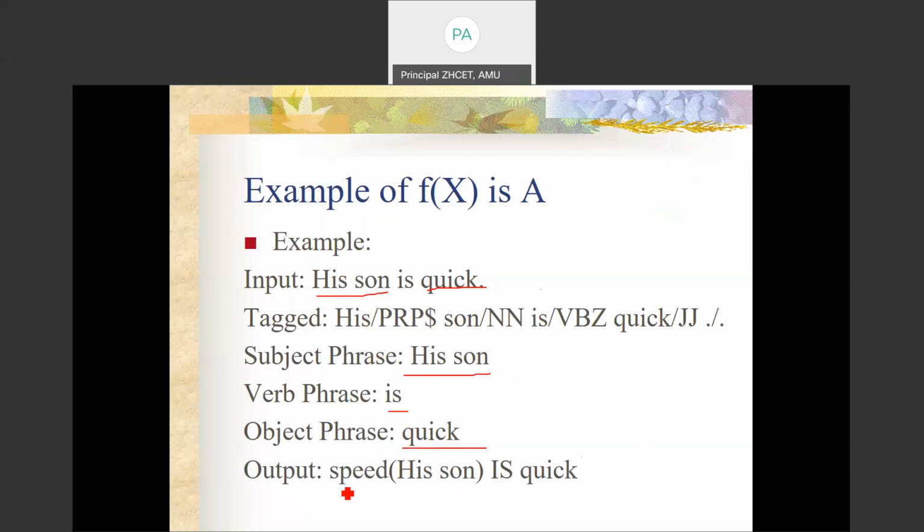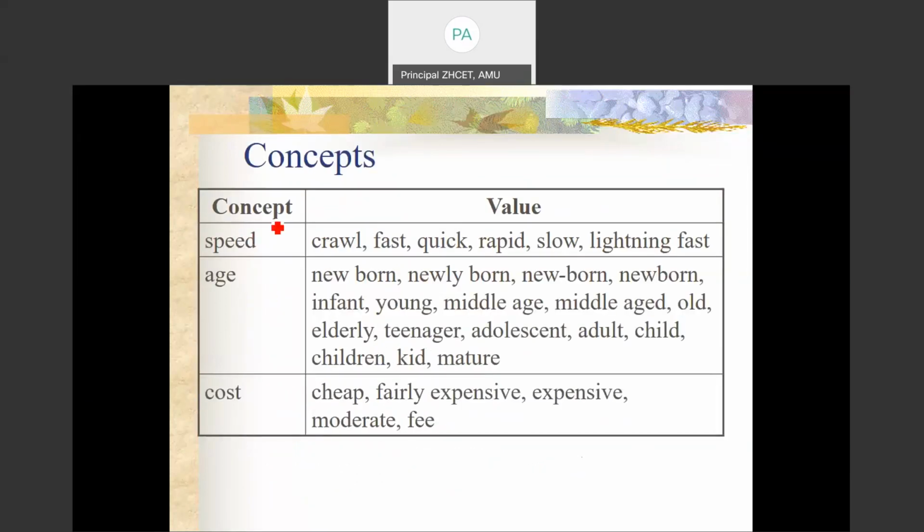So how do I detect that this is the f(X) is A form? For that, I'll have to talk about the concept depending on the words that occur. Crawl, fast, quick, rapid, slow, lightning fast talk about speed. Newborn, newly born, infant, young, middle age, and so on, mature talk about age. Cheap, fairly expensive, expensive, moderate, fee talk about cost. And this list may go on. Everywhere this list may go on.